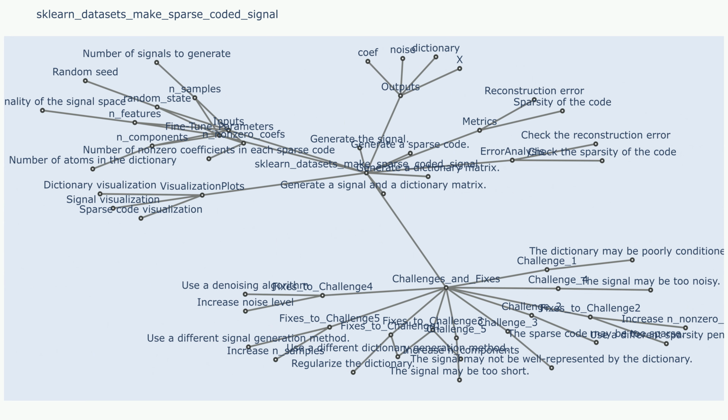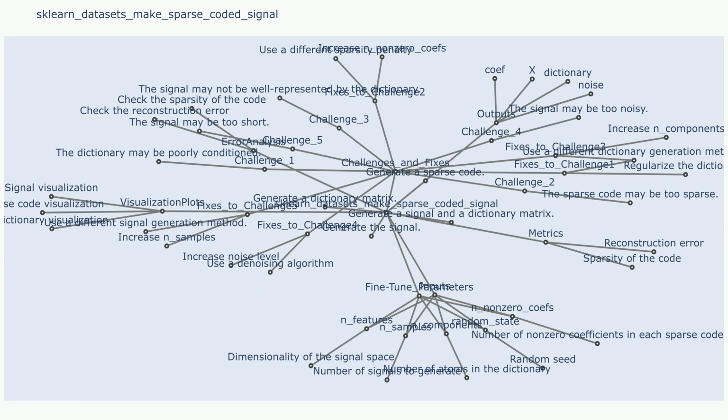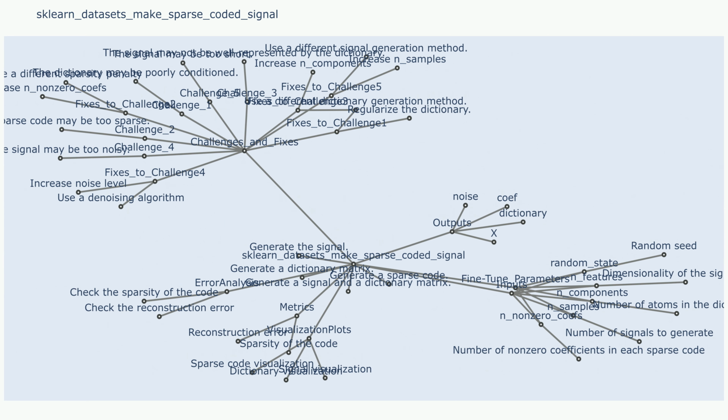Outputs: X, the generated signals, (n_samples, n_features) array. dictionary, the dictionary matrix used to generate the signals, (n_features, n_components) array. code, the sparse codes used to generate the signals, (n_samples, n_components) array.